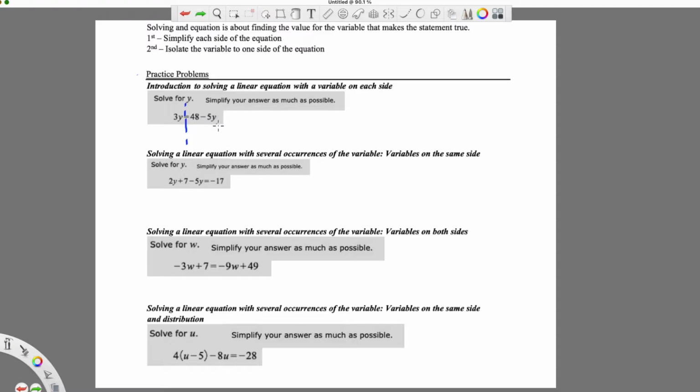I can't combine 48 and 5y because 48 is a constant, so it's just a number. And 5y means 5 times y. So according to PEMDAS, I'd have to do this multiplication before I could subtract it from 48. That's why you can't subtract 48 and 5 yet. I would need to complete the multiplication first because of PEMDAS.